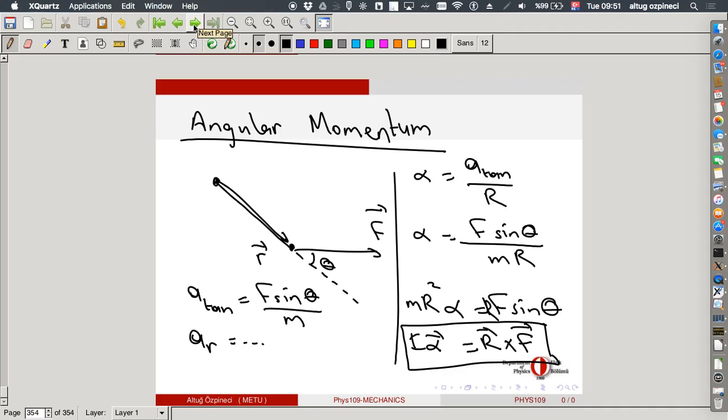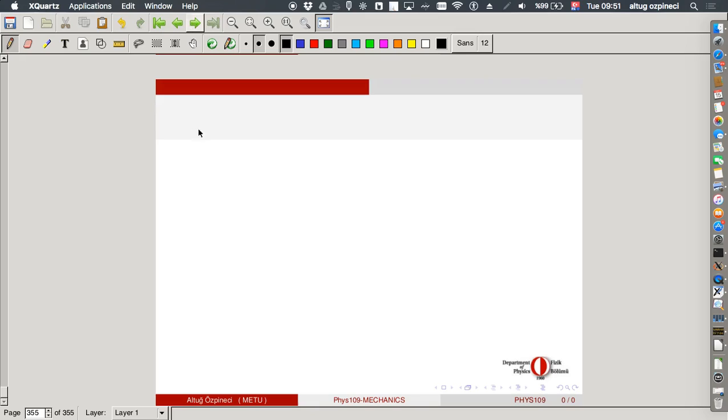Now let's look at alpha a bit more. Or rather than this, let's look at this combination, r cross F. This is equal to r cross F plus T. Do you agree?